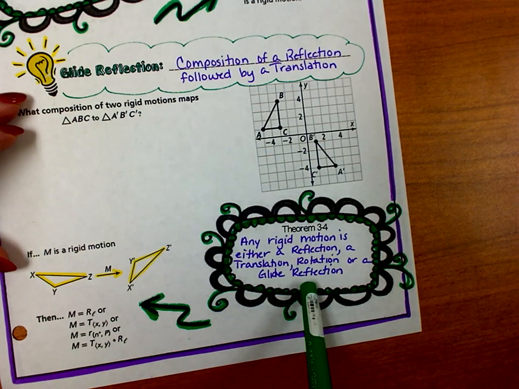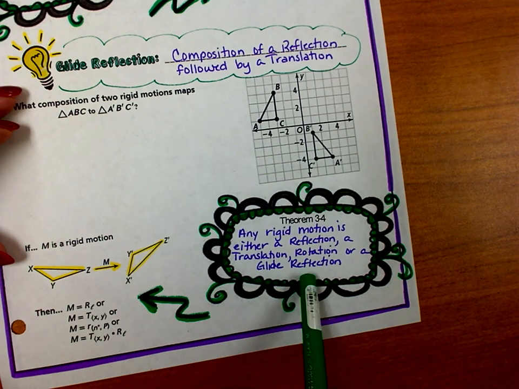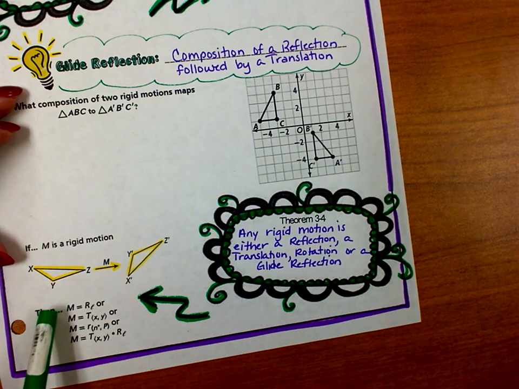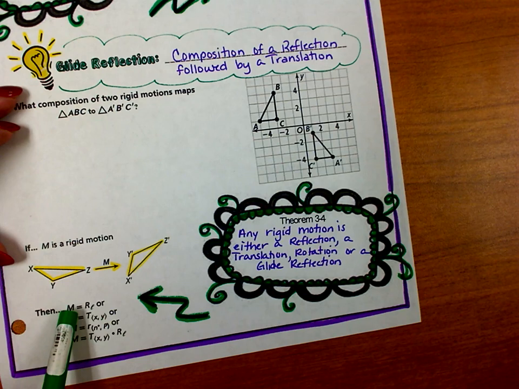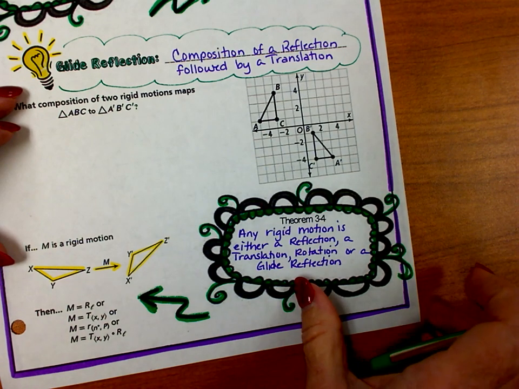Then we have Theorem 3.4. Theorem 3.4 says that any rigid motion is either a reflection, a translation, a rotation, or a glide reflection. This is the notation for all of those. M is the rigid motion. The first one is a reflection. This is a translation. This is a rotation. And this is a glide reflection. And that's what we're going to be working on today.